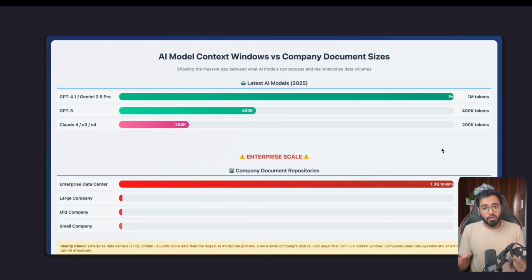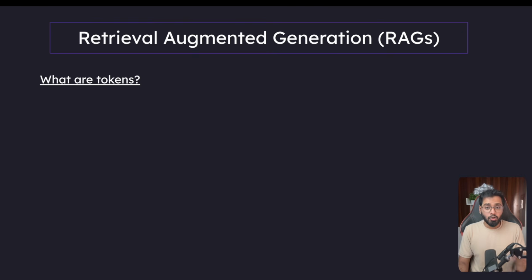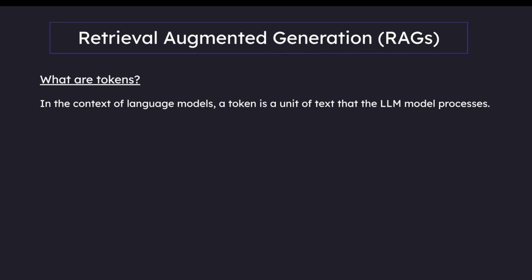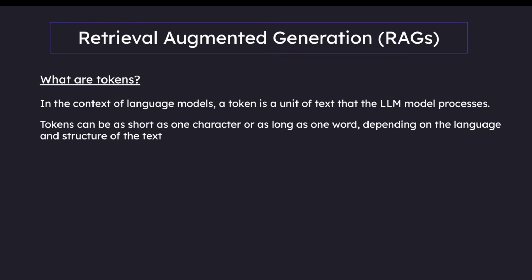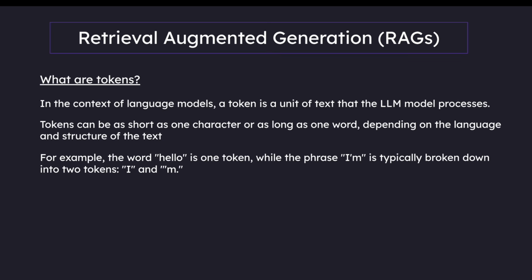So before we look into what the RAG system is, let's try to understand what tokens are in depth. In the context of language models, a token is a unit of text that the LLM processes. Tokens can be as short as 1 character or as long as 1 word, depending on the language and structure of the text. For example, the word hello is 1 token, while the phrase I am is typically broken down into 2 tokens, I and M.